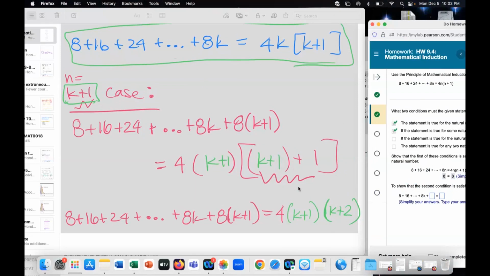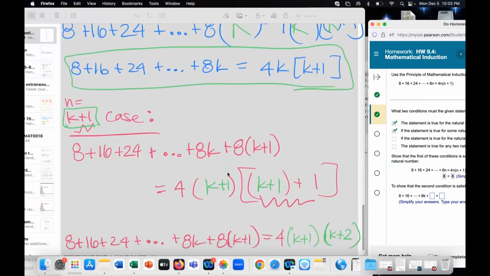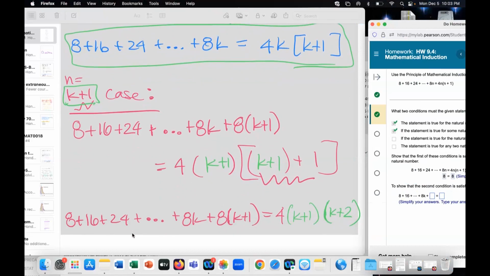So this is our k case. So I'm going to scroll up a little. So this is my k case, right? This is when n is equal to k. This is my k case at the top. And then the one down at the bottom is my k plus 1 case. So just keep those straight.